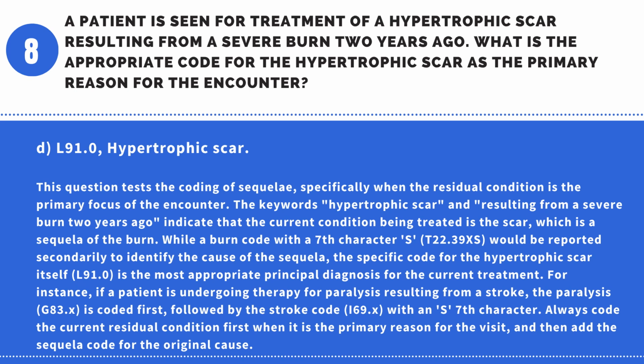For instance, if a patient is undergoing therapy for paralysis resulting from a stroke, the paralysis, G83.X, is coded first, followed by the stroke code I69.X with a 7th character. Always code the current residual condition first when it is the primary reason for the visit, and then add the sequela code for the original cause.